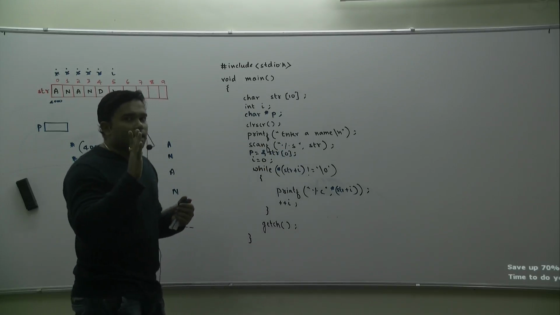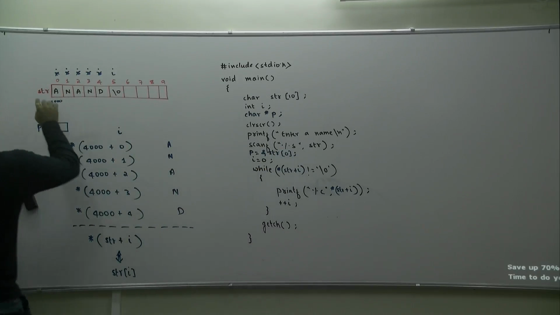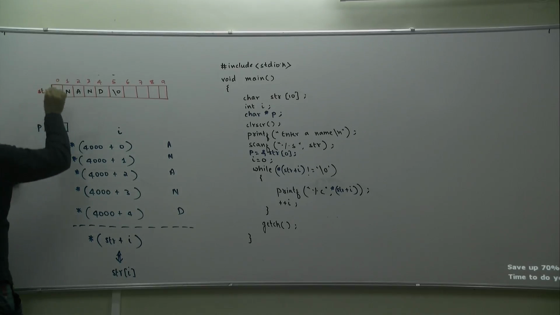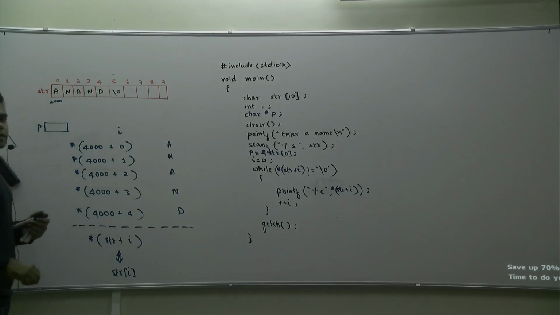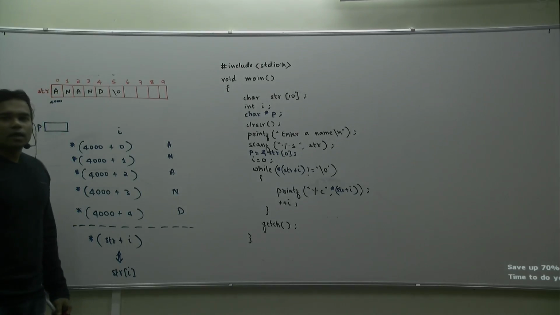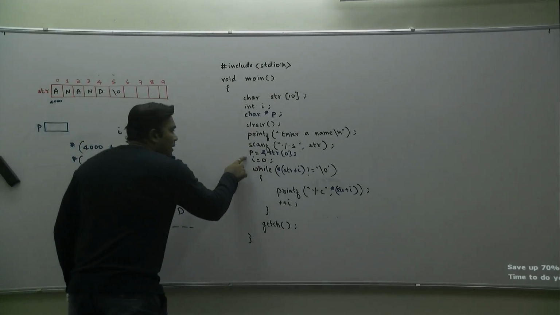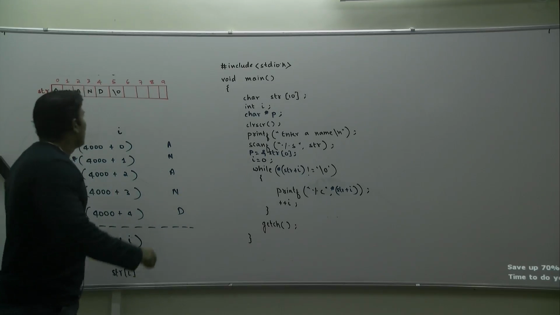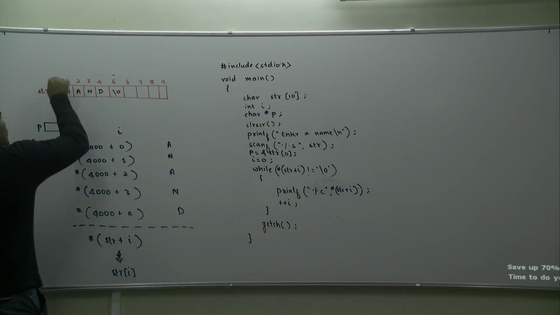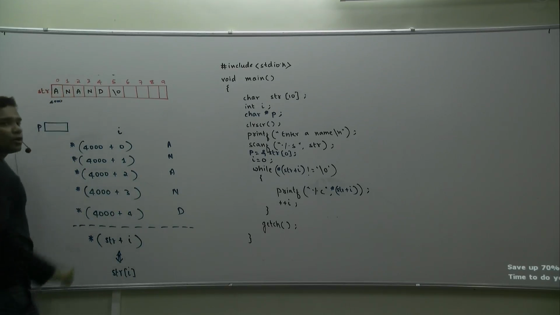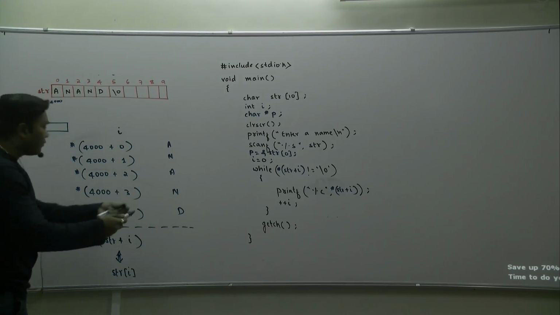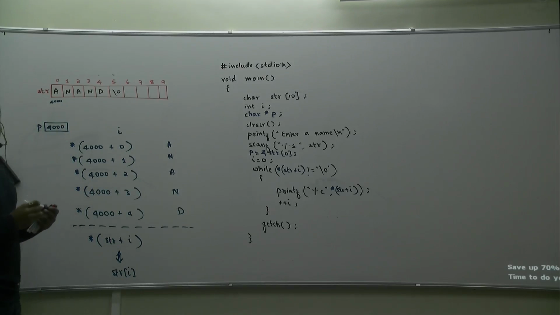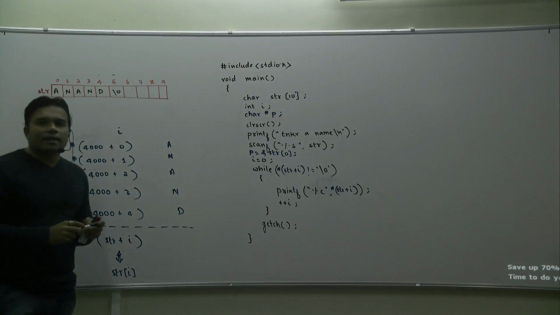Understand whatever I am saying. If I write just str of 0, I will get the data, a. I am not giving a to the pointer because to a pointer I should always give an address. So str of 0, its address is what? 4000. That 4000 only I am giving to p.